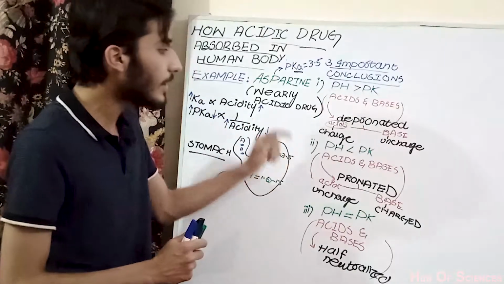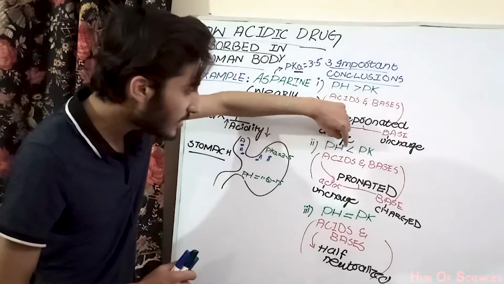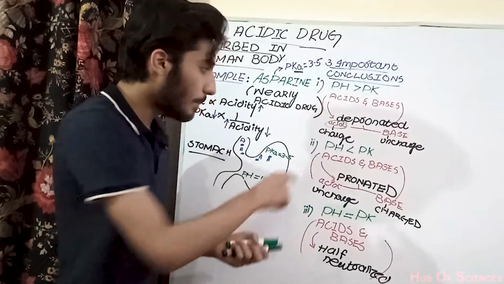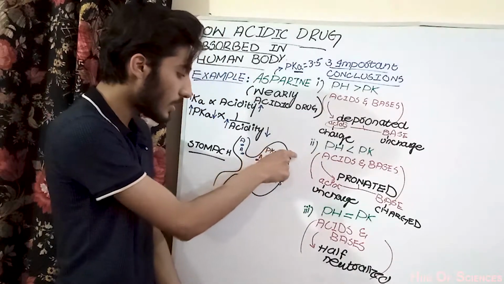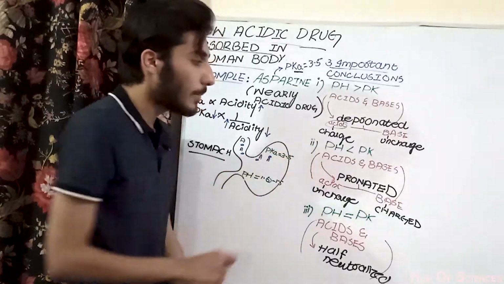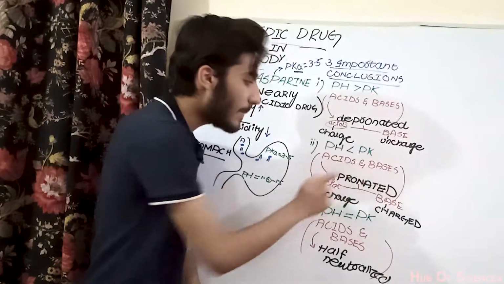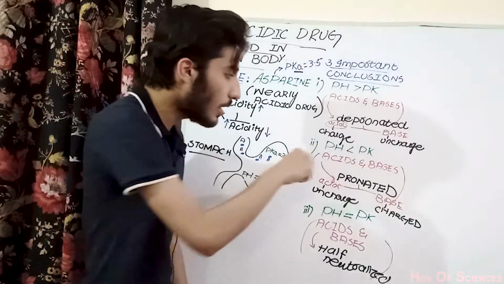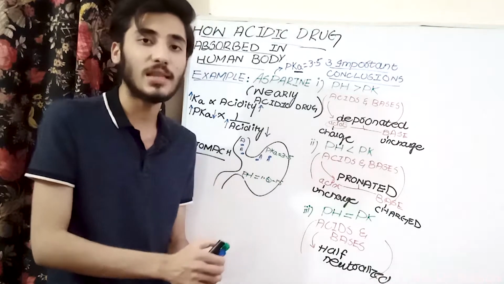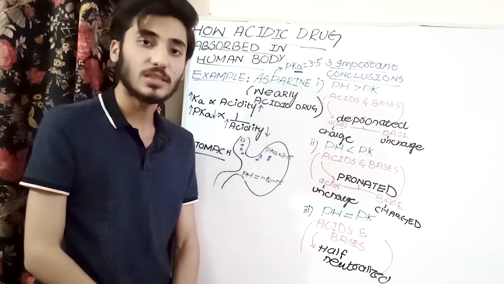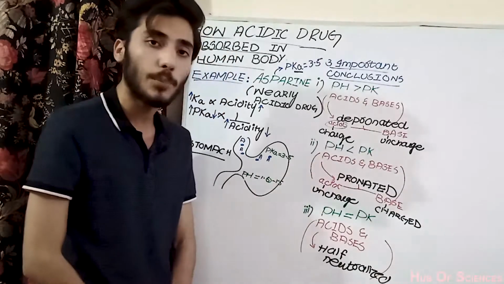You can see that the pH is less than the pKa, or the pKa is greater than the pH. What will happen? Acids and bases will exist in their protonated form. It means that if the pH of the solution is less than the pKa of an acid, or pKb of a base, then the acids and bases will exist in their protonated form.